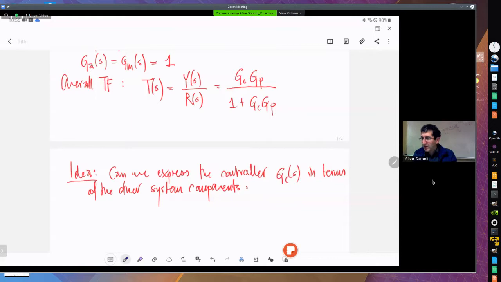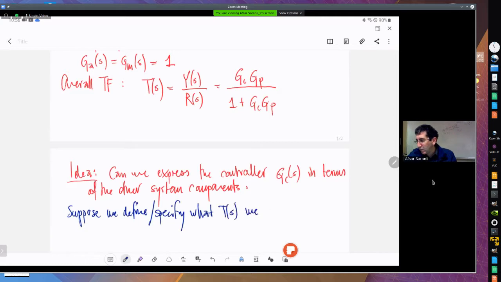Okay, now one thing that we need to identify is that in order to be able to do that, we should first specify what is the overall transfer function that we need. So without specifying T of S, we cannot express the controller in terms of the other components, because T of S is part of that system. Okay, so suppose we define or specify what type of T of S we want.